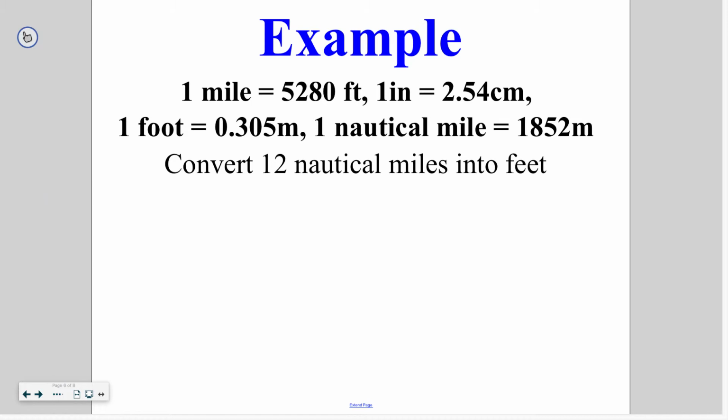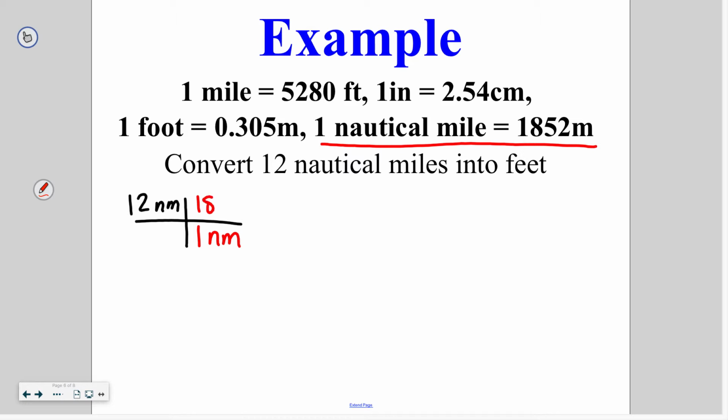Again, we're going to start the process in the same way with that box. And we have 12 nautical miles to start. So we need to figure out what we can turn nautical miles into. Up here we have this conversion factor that tells us 1 nautical mile is equal to 1,852 meters. So we can turn in 1 nautical mile and get back 1,852 meters. So just like the fruit problems, we're going to be looking to cancel out our units.